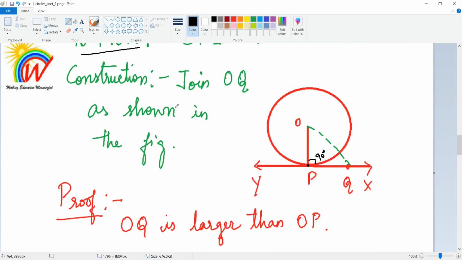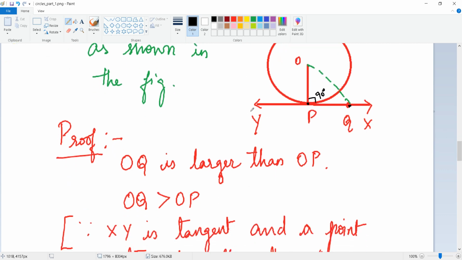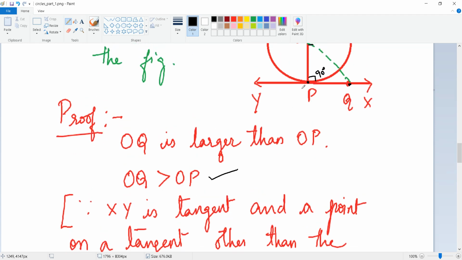So we are just joining OQ as shown in the figure, and you can see that Q is lying on the line XY. So Q lies on the line XY. Now we know that OQ is larger than OP. See, look at this OQ. OQ is this long line. This line is larger than OP. So how can we say that? See, XY is a tangent. It's been given to us, right? And P is a point on the tangent.